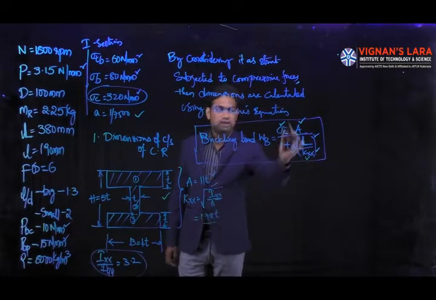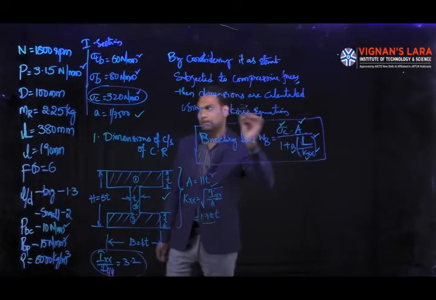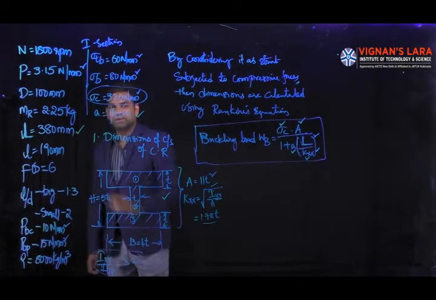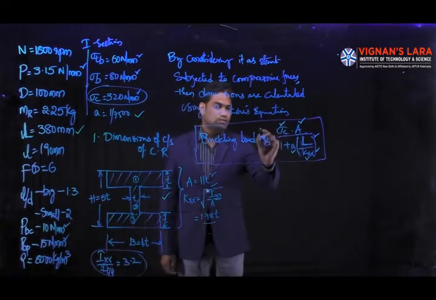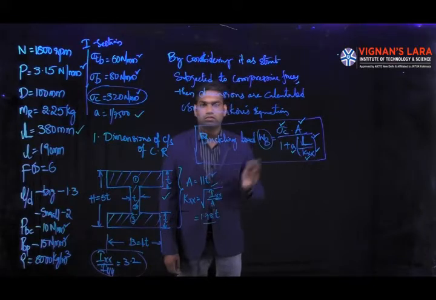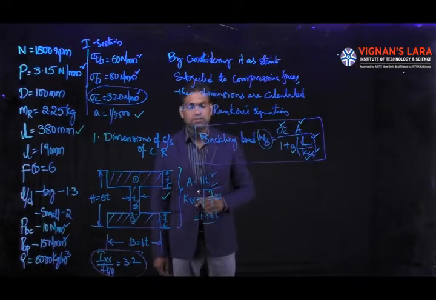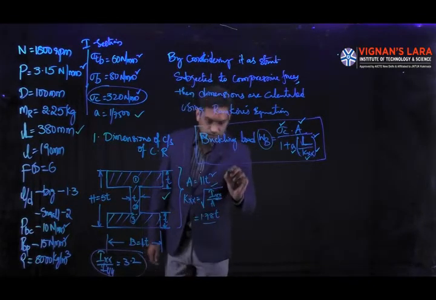So I can substitute these values: sigma c is known, small a is known, and capital L, the effective length of the connecting rod, is given in the data as 380 mm. I can substitute all these values, but what about the buckling load here? We don't know the buckling load. So first of all, we also need to calculate the buckling load.